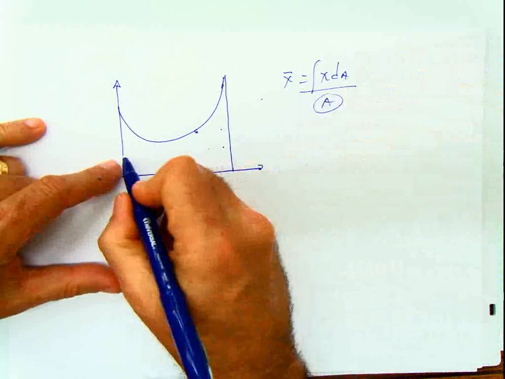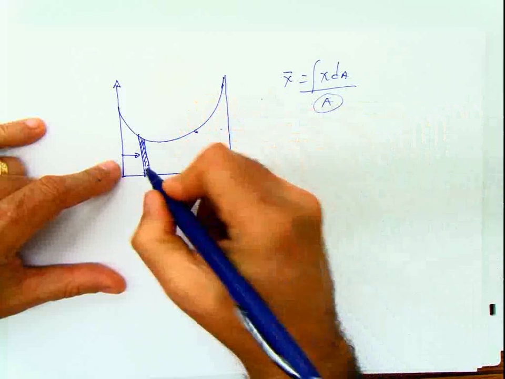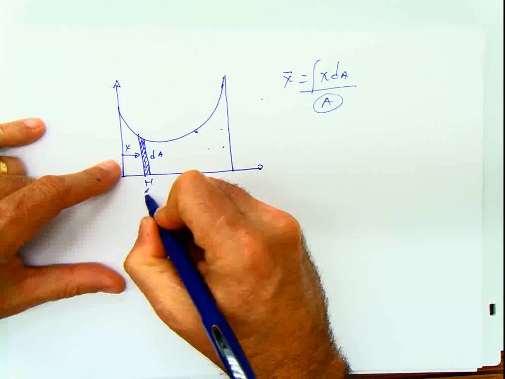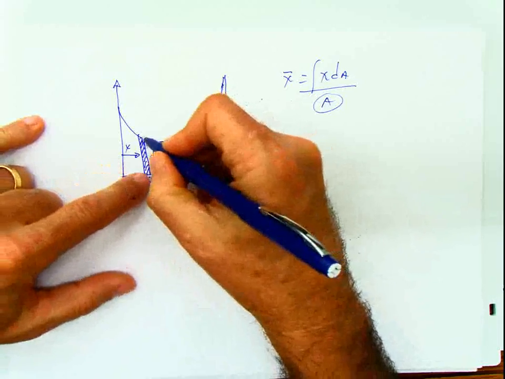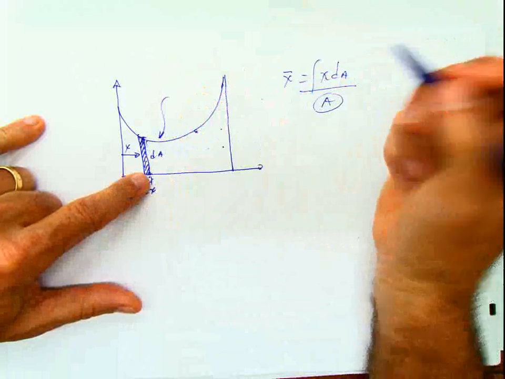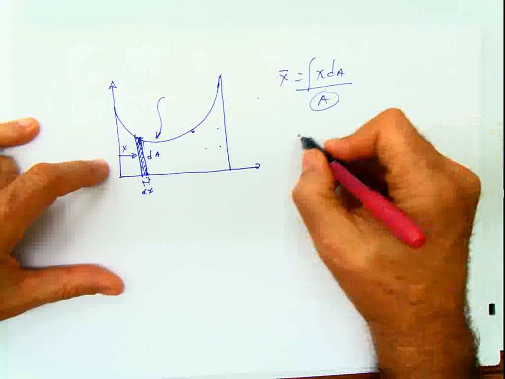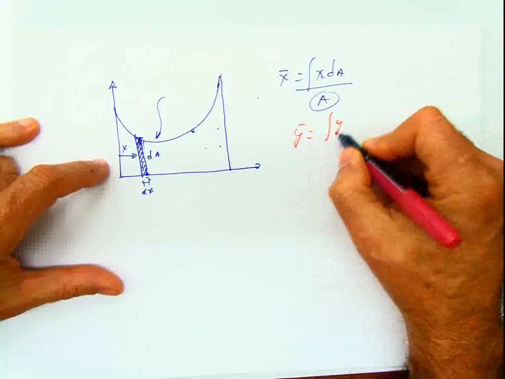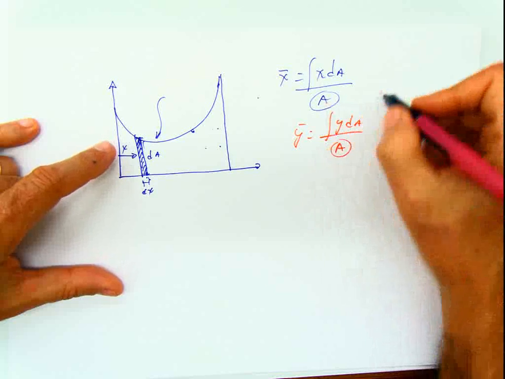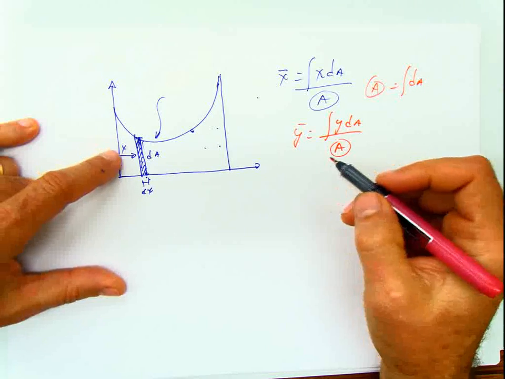Perfect, no problem. I measure x, I calculate my d area in this direction. This is x, this is my d area, this is dx. And this distance is going to be the equation of this line, which could be whatever equation it is. But you know how to do it. No problem. Now, when I go in the other direction, if I say, okay, y bar equals the integral of y dA divided by the area, I'm referring to this, but it's like I already calculated.